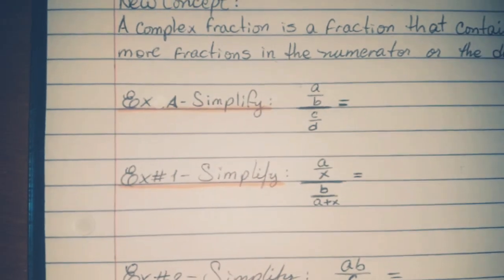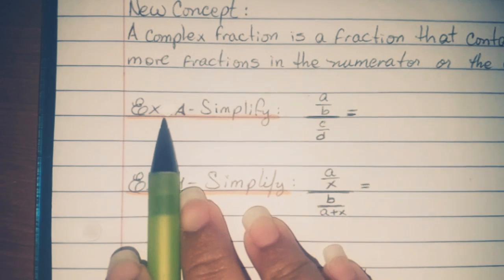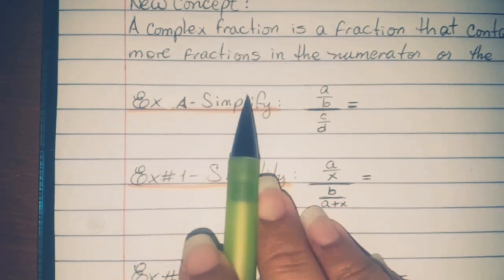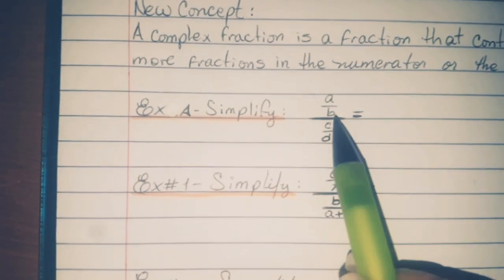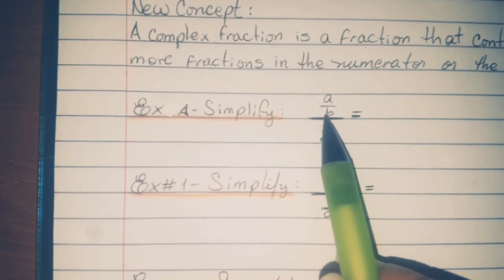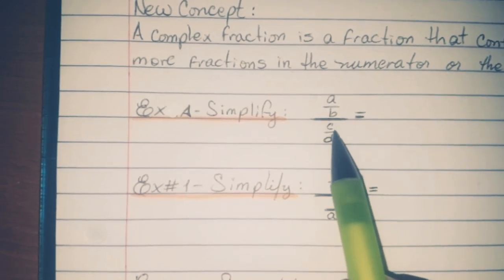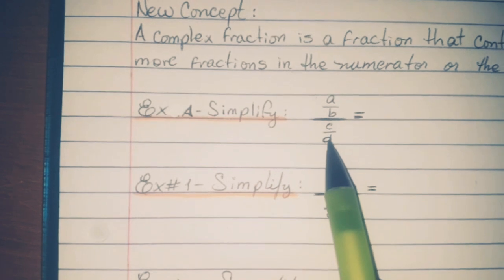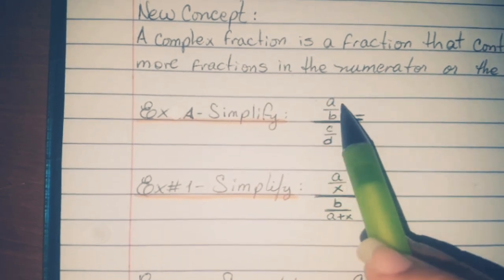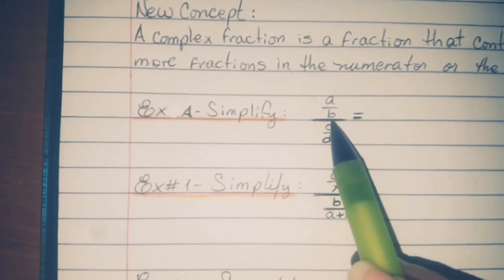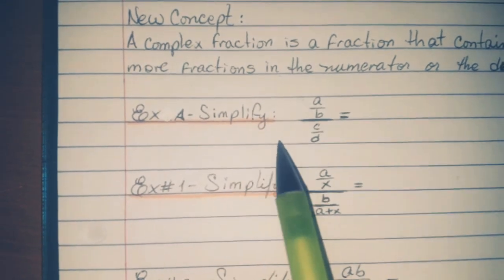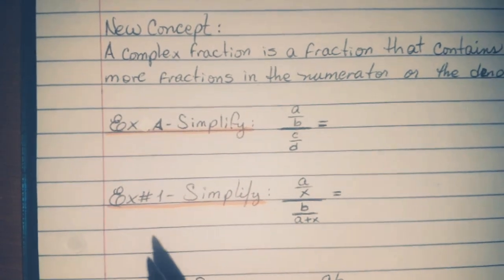Example number one. Example A says, simplify. We have A divided by B and all of that divided by C divided by D. If you notice, you have a fraction on the top and a fraction in the denominator, right? That's what we call a complex fraction.